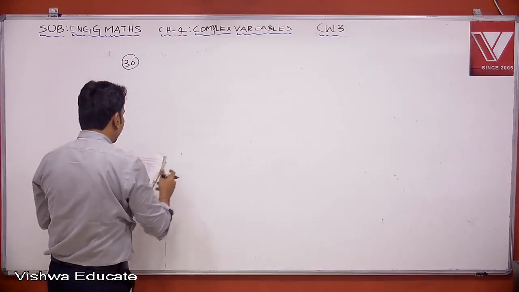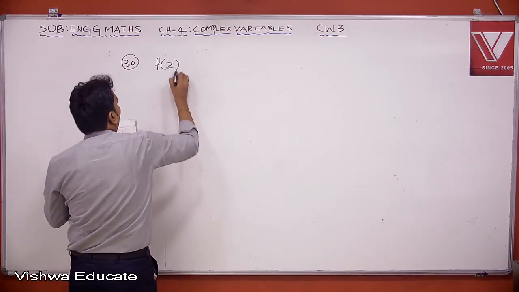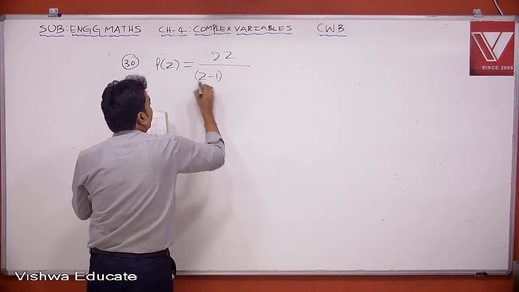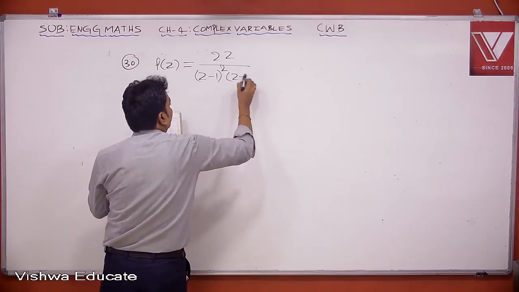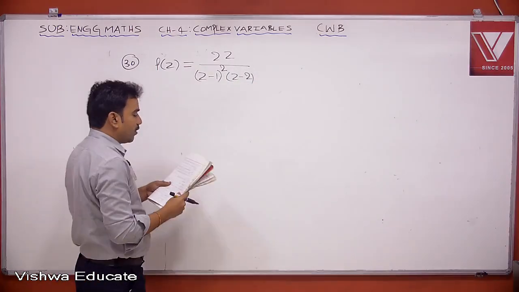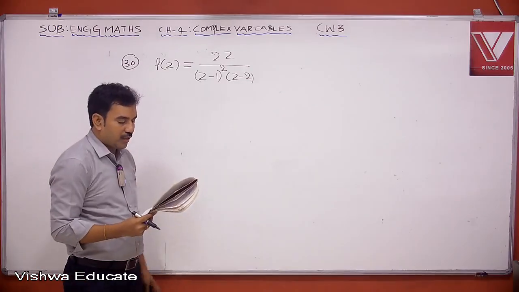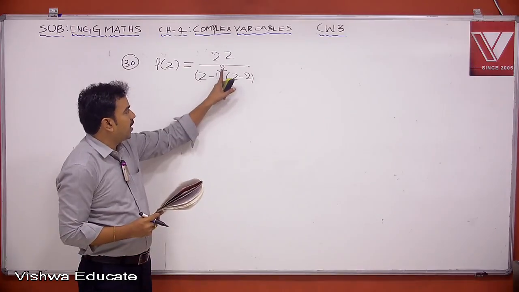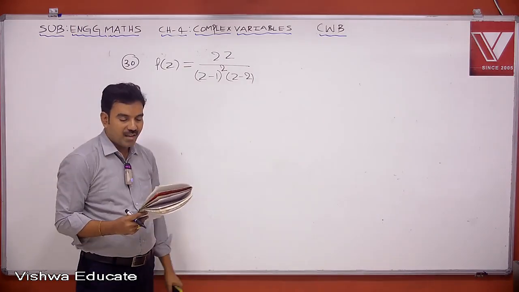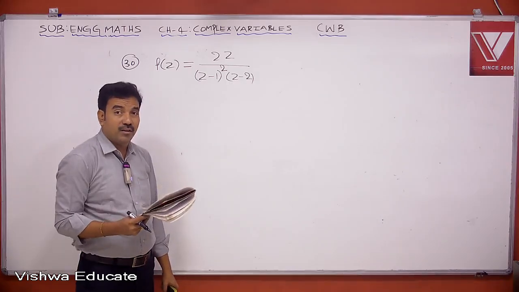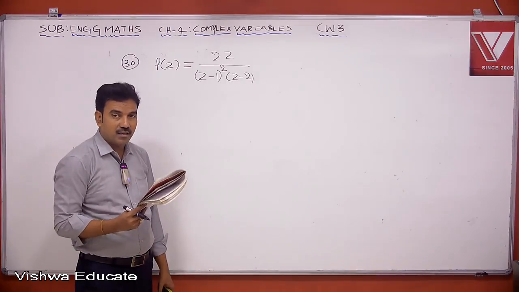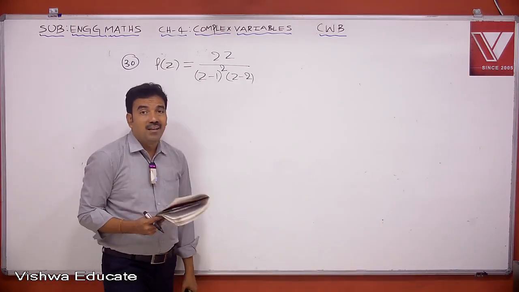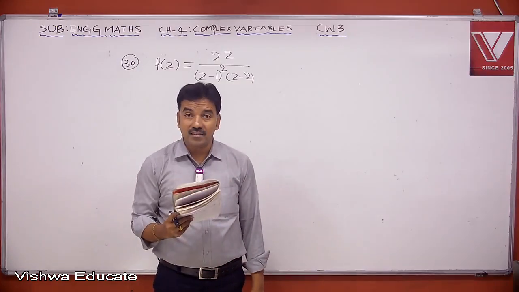The sum of residues of f of z equal to 2z divided by z minus 1 whole square into z minus 2 at its singular points is, options are given, minus 8, minus 4, 0, 4. So function is 2z by z minus 1 whole square into z minus 2. Actually the sum of residues concept is very useful for contour integration. Okay, so keeping that in mind, they have set the question like this. It was given in electrical IES in 2017, Indian Engineering Service.